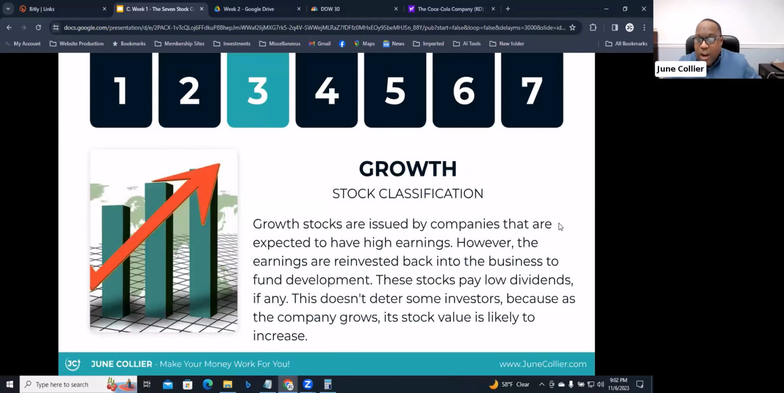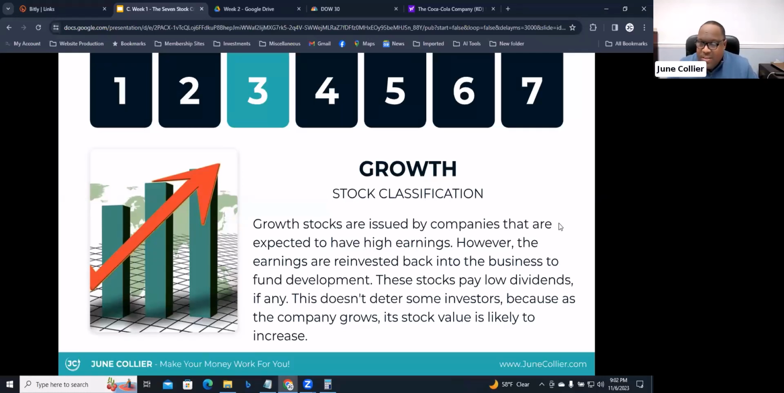This is where you can earn some good money, especially if you're young. So if I'm older, I'm going to stick with the blue chip because I don't have time to be wrong about my investments. But if I'm younger, I'm in my 20s, my 30s, maybe even my early 40s, I may get some growth stocks. Now, growth stocks are issued by companies that are expected to have high earnings, but the earnings are reinvested into the business. So growth companies don't pay dividends.